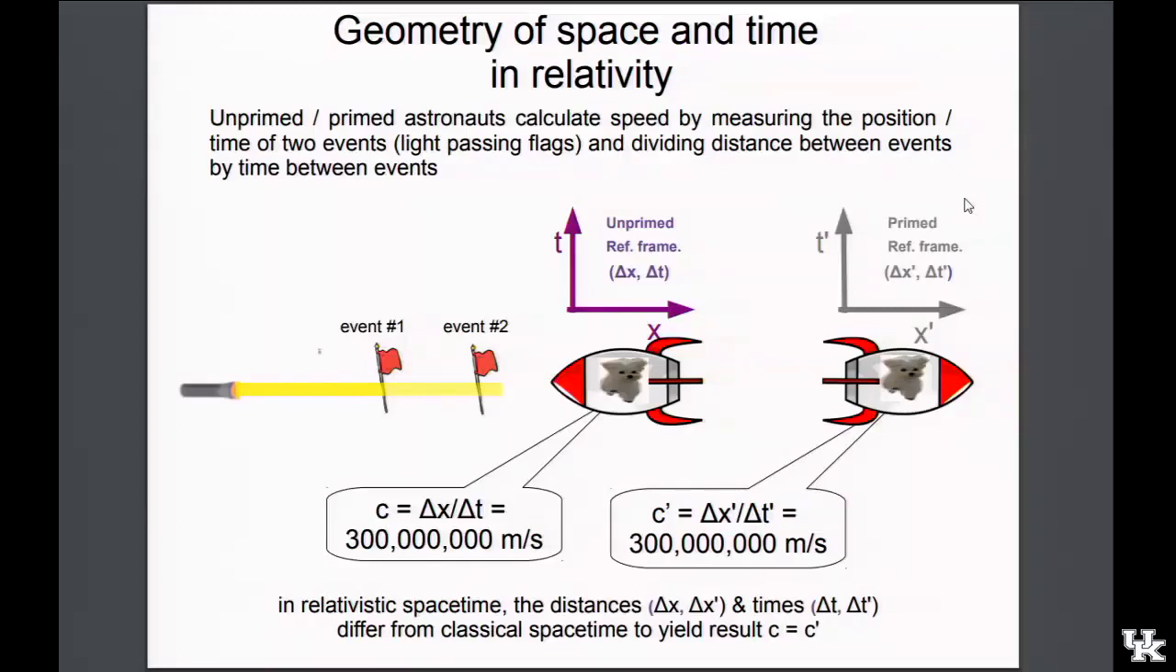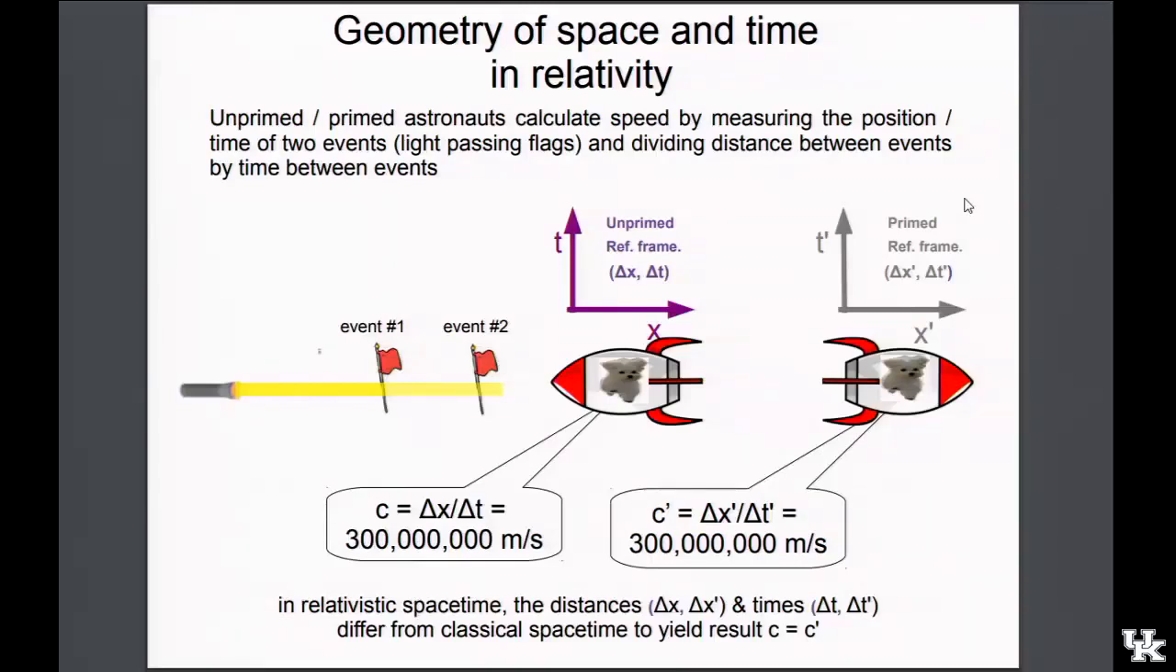So specifically, what I'm imagining here is the light ray passing one flag here on the left, and then a second flag here on the right. And the moment it passes the first flag on the left, we're going to call that event number 1. So each of the observers will record the position of that event number 1, and each of the observers will record the time of that event number 1. So they do that. They write it out in their notebook or their lab book.